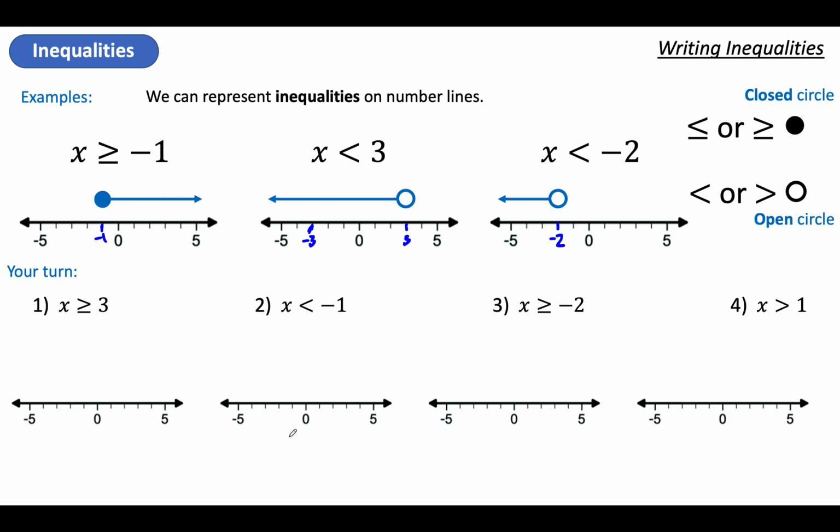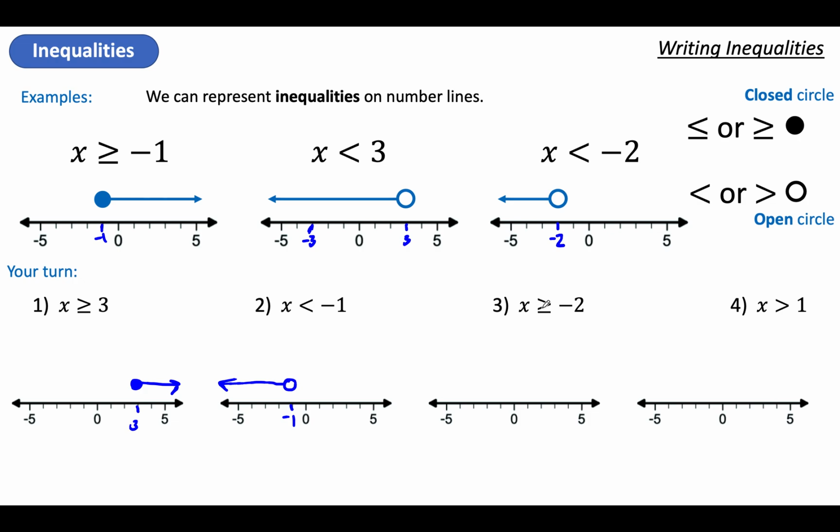Okay, we have unpaused. So first of all, x is greater than or equal to 3. So find 3, and put the appropriate circle above it, which in this case is a filled-in circle. And x is bigger than or equal to 3, so we put an arrow to the right. Next, x is less than -1, so find -1. Put the appropriate circle. In this case, it's an open circle because it's less than -1. And the arrow goes to the left because it's less than.